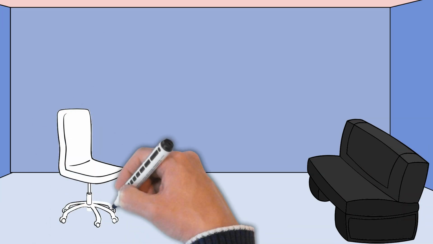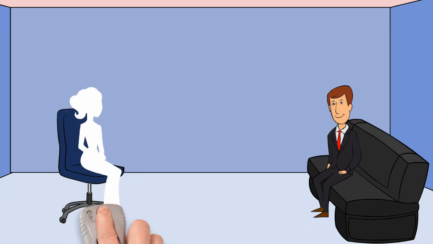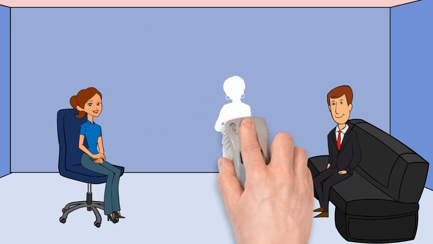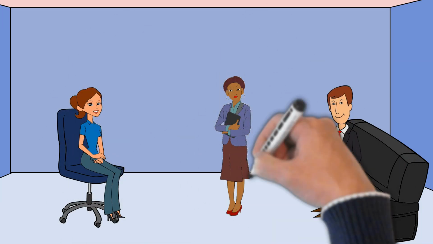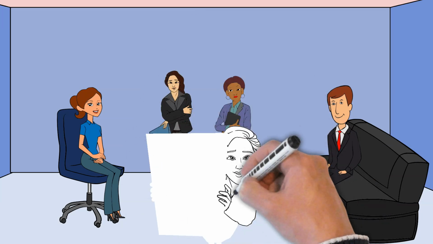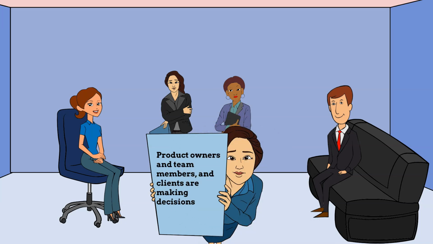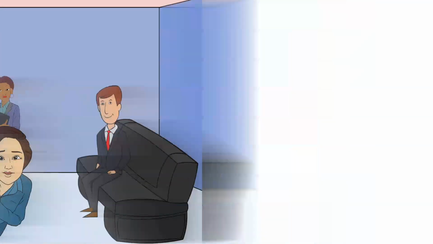Transparency. In Agile project management, product owners and team members and clients are making decisions and changes. It starts from planning and reviewing and testing the product, and it ends with the product release. In traditional project management, a project manager and key stakeholders, usually executive managers, approve changes before they can be executed, and the team is usually not part of making the decisions.